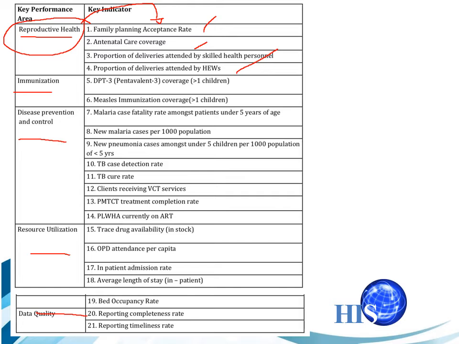Okay, so another example, data quality. How are you going to look at the quality of your data? You look at the reporting completeness rate, the reporting timeliness rate. Okay, so these are factors that you have to look into when you want to evaluate a certain program. So itong 5 program na to, ito yung current na ine-evaluate natin.